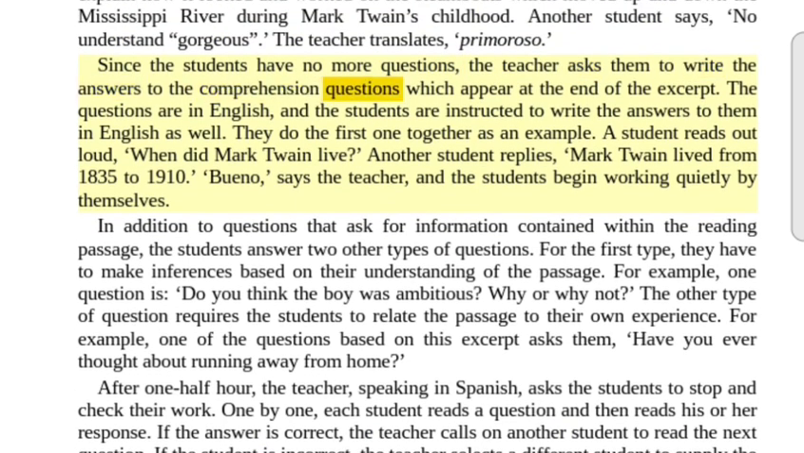Since the students have no more questions, the teacher asks them to write the answers to the comprehension questions which appear at the end of the excerpt. The questions are in English, and the students are instructed to write the answers to them in English as well. They do the first one together as an example.